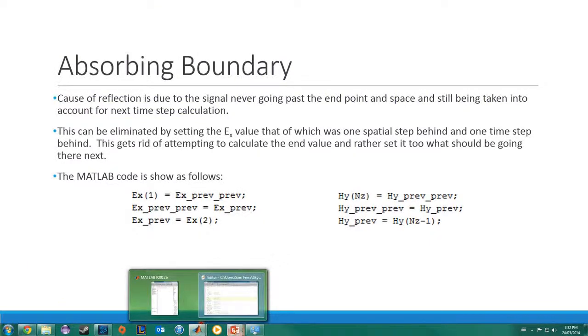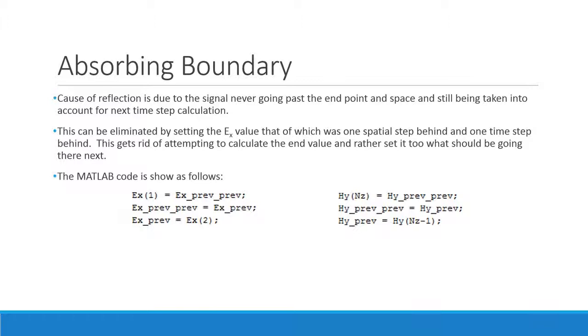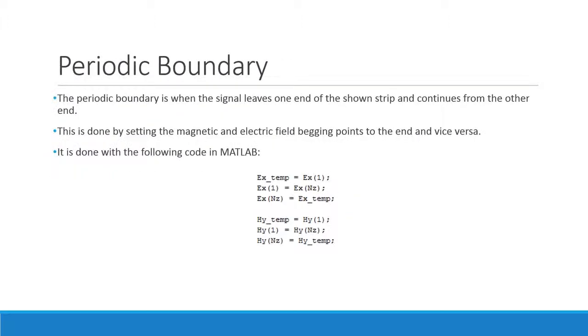The last type of boundary is a periodic boundary, where the wave will enter into one side and come out the other side. To do this, we save what is at the beginning of space and set that value to the end value, and then set the end value to what was saved as the beginning space step, essentially causing it to come out the other side. And what this ends up looking like is here.